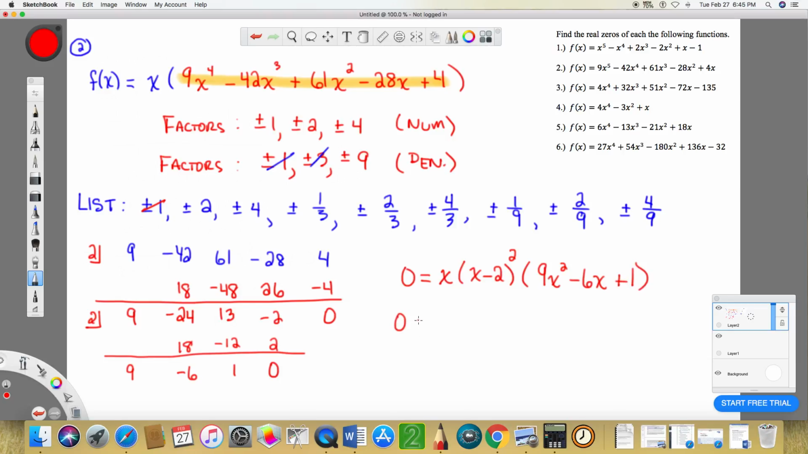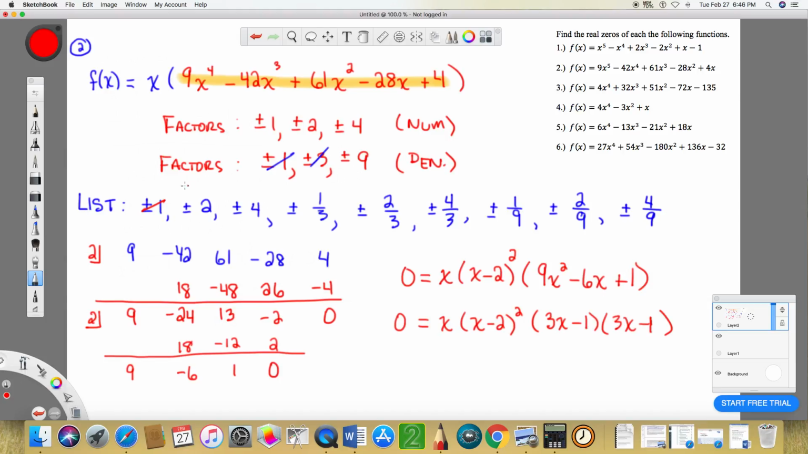And now this guy is 9x squared minus 6x plus 1. So we can do our x method on it. But you might be able to see that it's 3x minus 1 times 3x minus 1, or 3x minus 1 quantity squared, because negative times negative is positive, and that gives you a -3x and another -3x, which is -6.